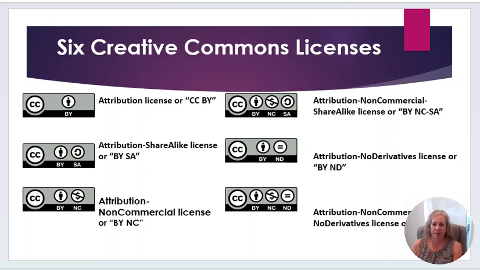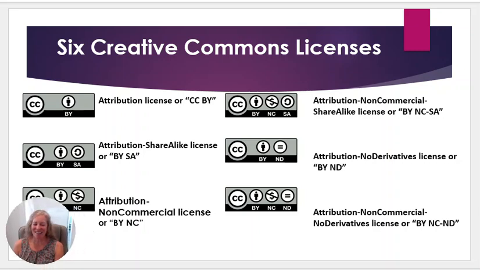And the fifth one is the attribution no derivatives license, or BY ND, means that the author must be credited and the work can be used for any purpose as long as it's not adapted. No derivatives. And then 6, the attribution non-commercial no derivatives license, or BY NC ND, requires attribution of the author or creator, and that only unadapted versions of the work can be used in non-commercial settings. So this is going to be the most restrictive of these 6 licenses.